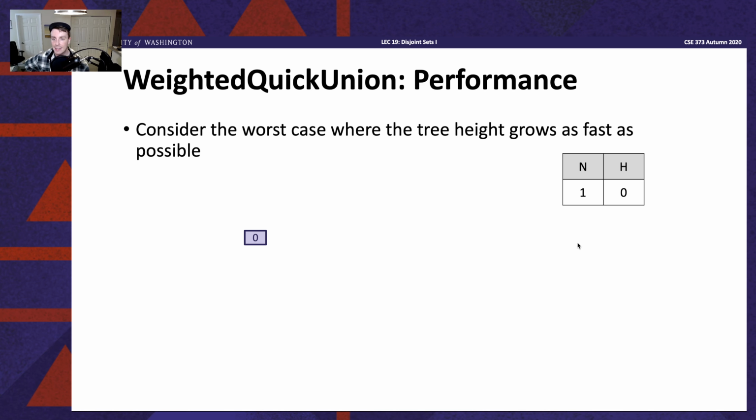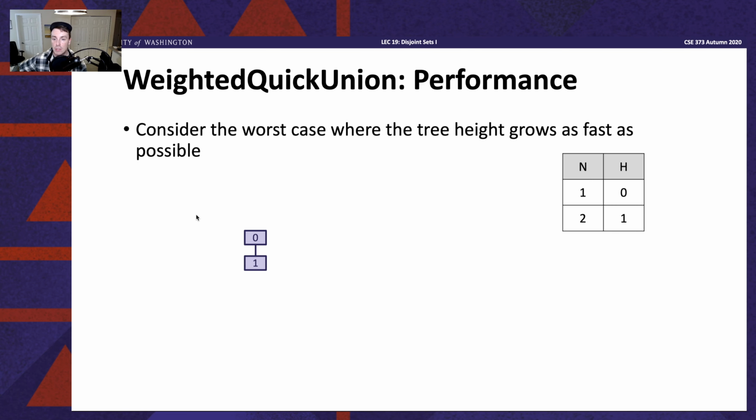On the right-hand side, I'm going to store a little table to help us keep track of the pattern. The table is going to keep track of N, how many nodes are currently in our data structure, and H, being what's the height of the tree. So I start with one node and it will have height 0.